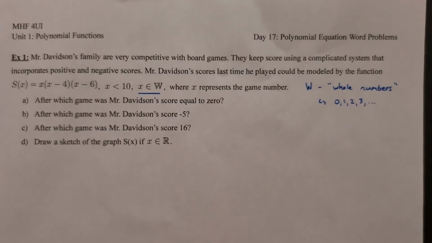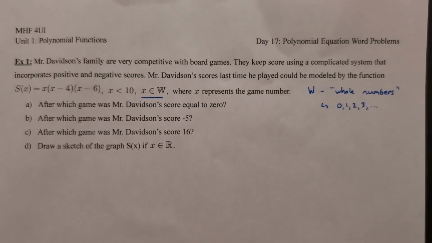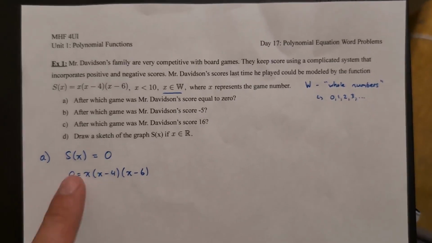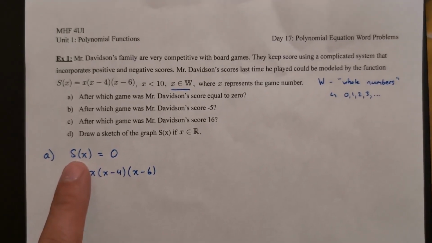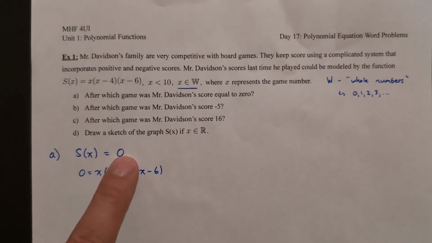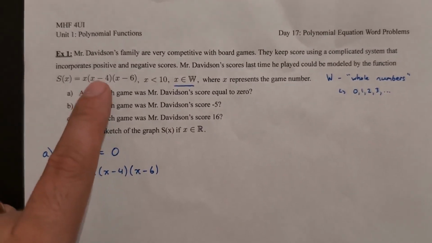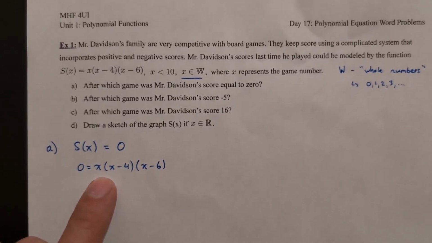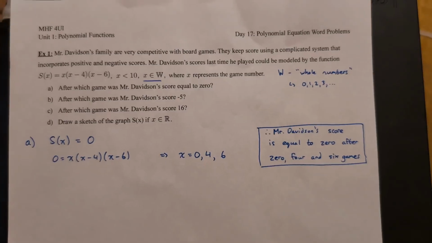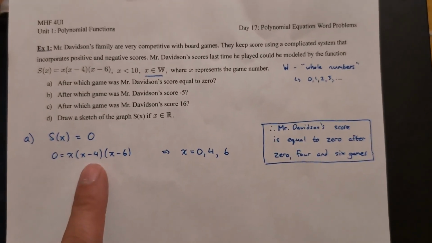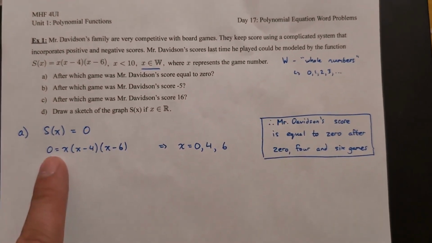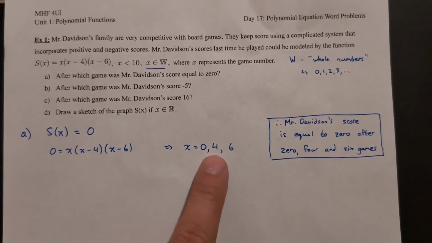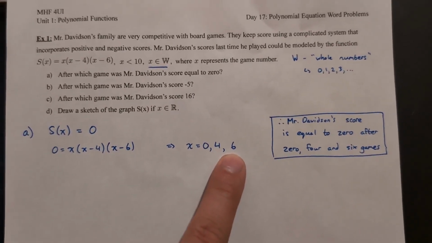And part A, after which game was Mr. Davidson's score equal to 0? So if we're trying to figure out when the score is equal to 0, we want to know when s of x is equal to 0. And so we can set our equation for s of x equal to 0 and solve. Because it's already in a nice factored form, we have that factored form equal to 0. We can easily see, well, our x has to equal 0, 4, or 6.